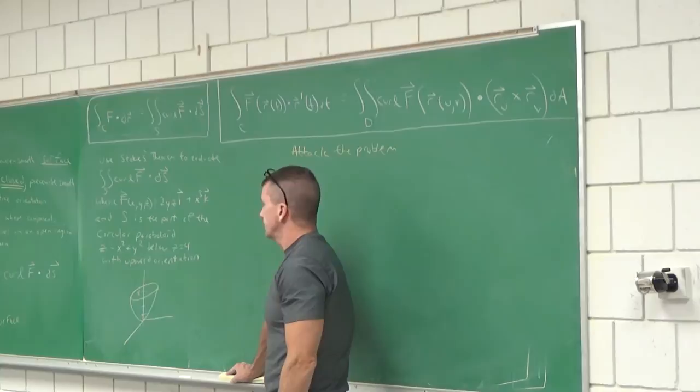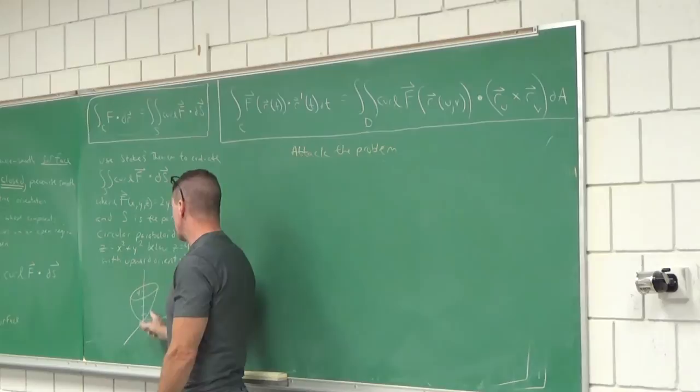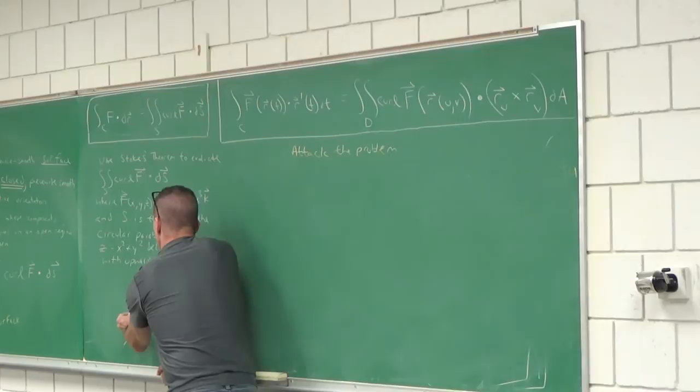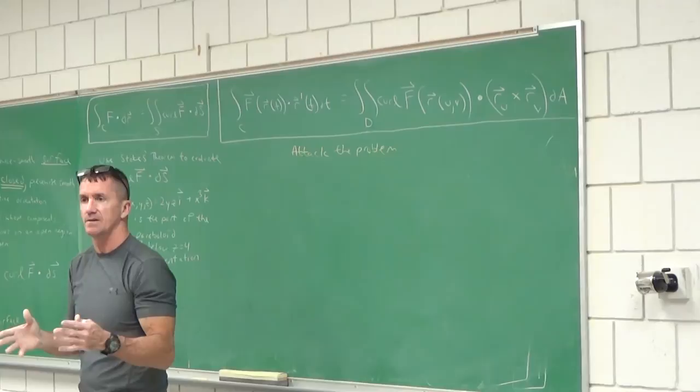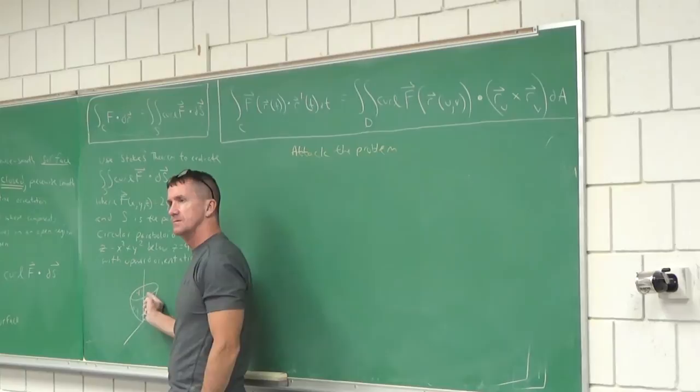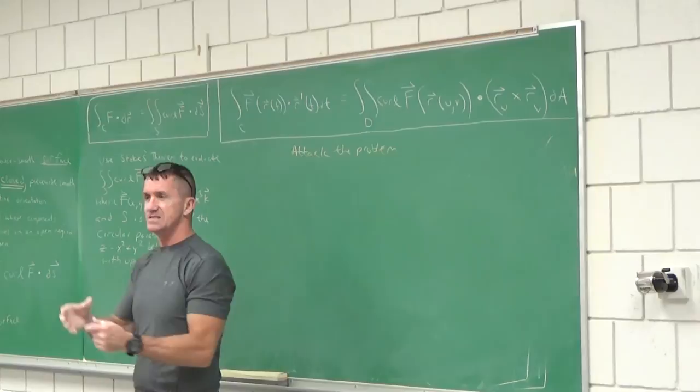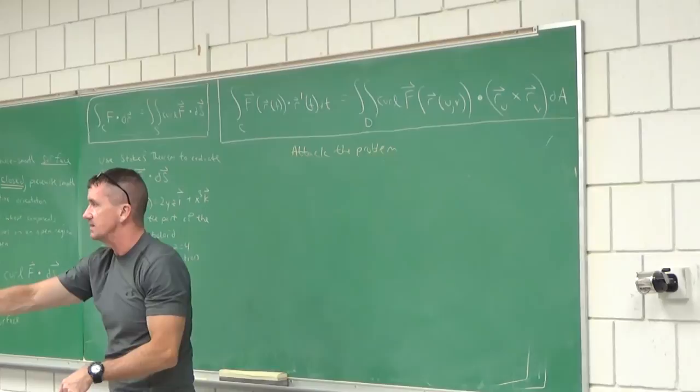They said with upward orientation. So upward orientation means normal vectors off this surface like this, which means the path will be moving counterclockwise, as viewed from above. Think of a particle moving along that curve. Do you agree that yellow curve is the boundary curve? Sometimes it's below. If this thing was tipped upside down, you'd have a boundary curve down in the x-y plane. But this thing is opened up like this, so that's the boundary curve.